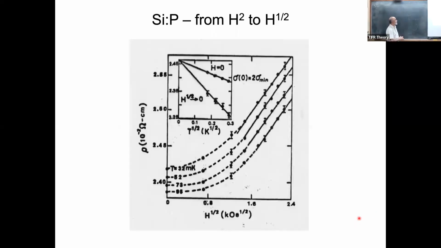Here's the data plotted, the resistivity versus square root of H at different temperatures. And what you find is it goes as H squared for small H, and then it becomes square root. So basically what happens is that by fitting different parts of the data, you can actually see whether the whole function works well or not. And that also works out well.